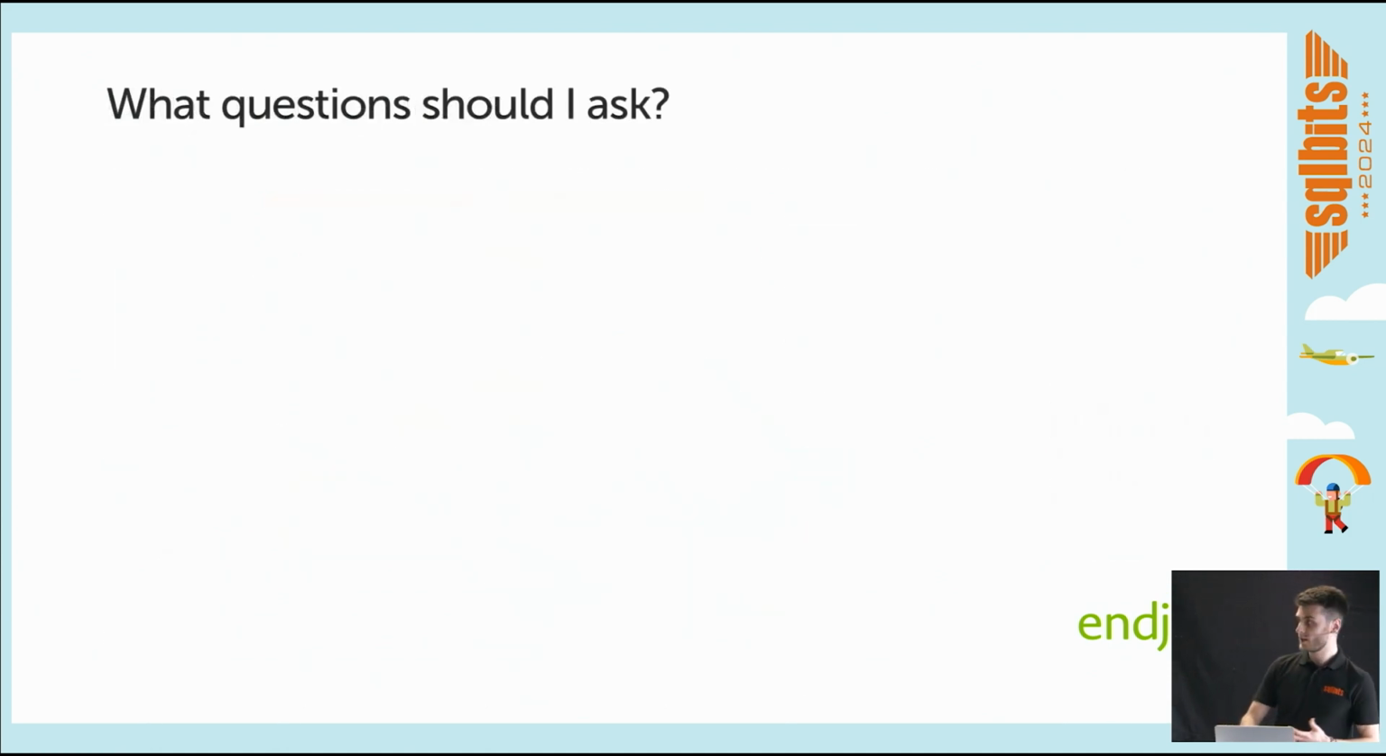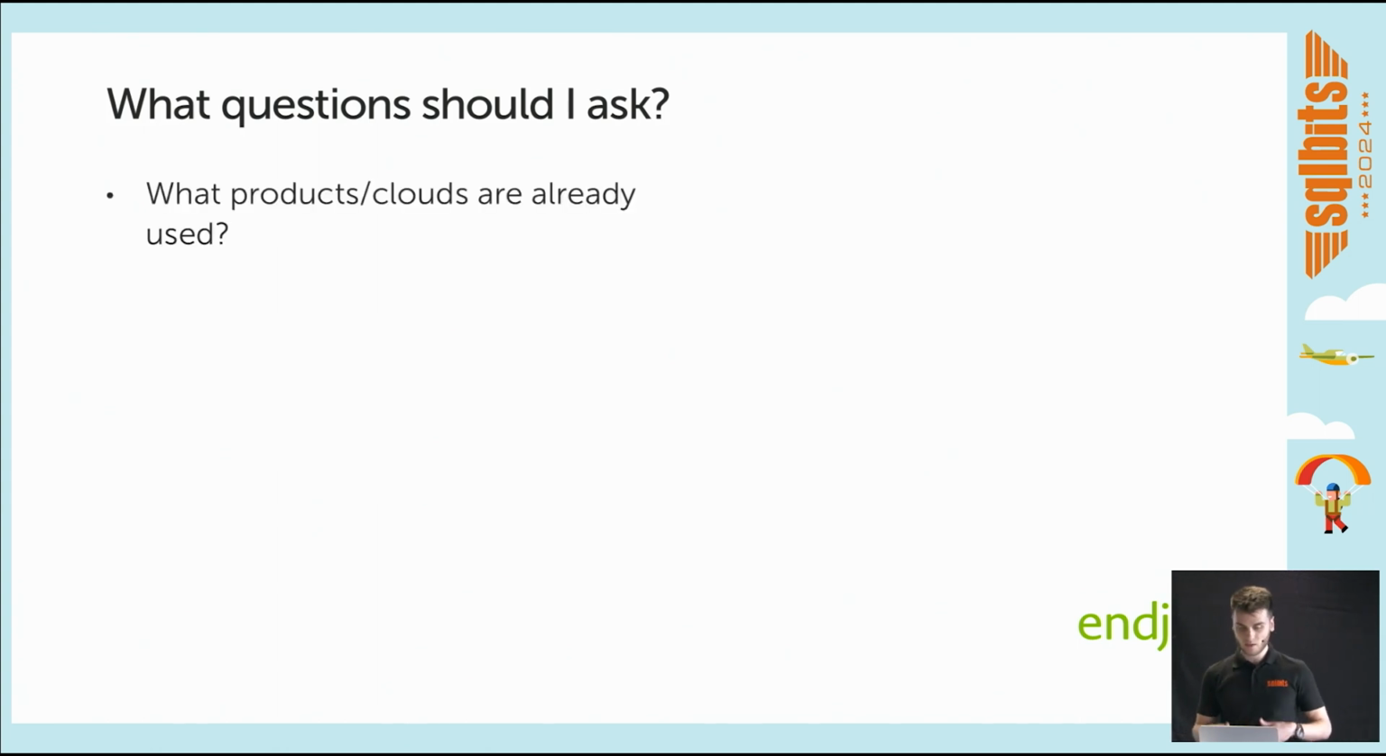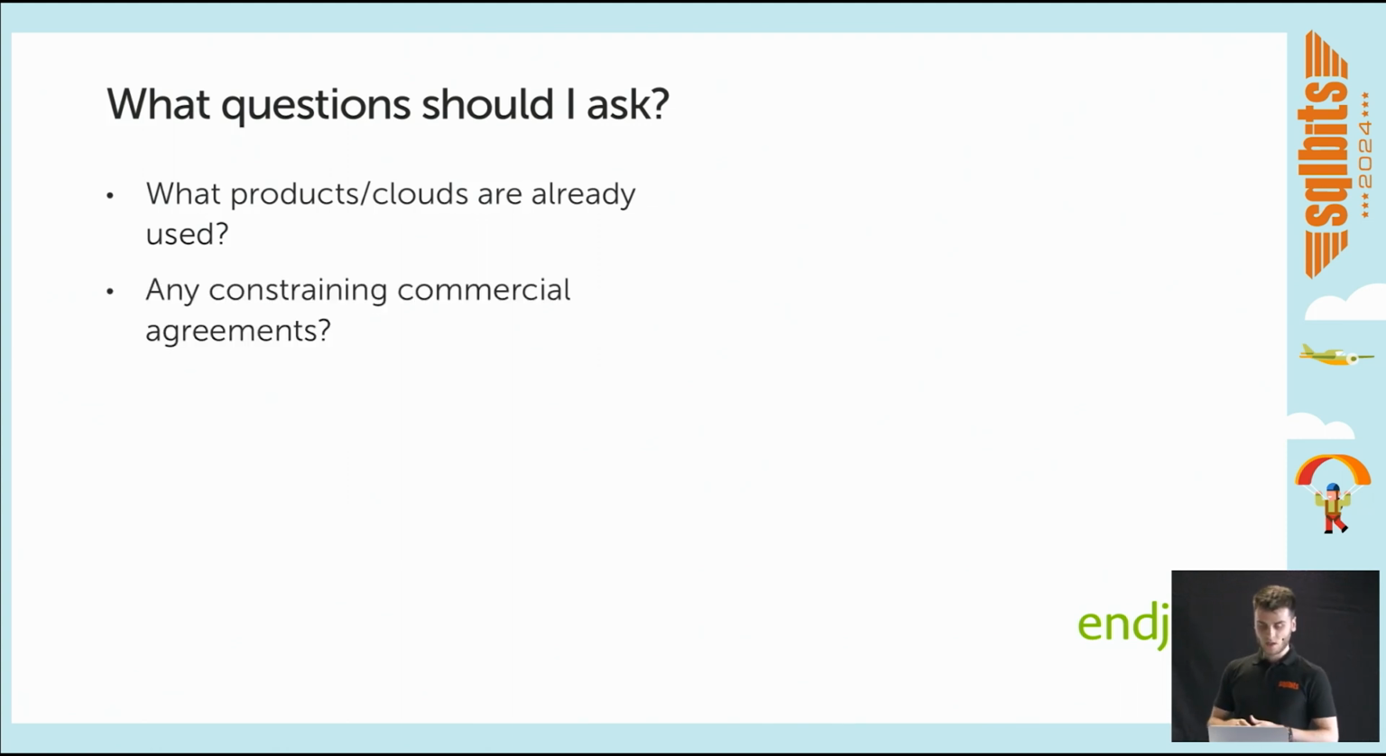But what questions should I ask? Organizational factors. What products or clouds are already being used internally that we could potentially think about using for our use case here? Are there any constraining commercial agreements? So do you have a CSP, for example, that has to provide you with certain bits of software? Or are you only allowed to provision certain products from certain cloud vendors?